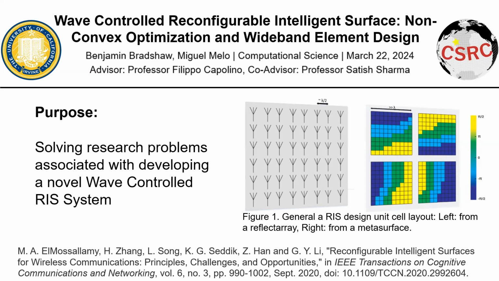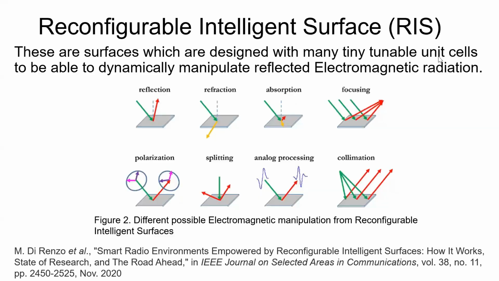I'm going to be presenting on research problems that I have had in association with this new device being developed at UCI. A reconfigurable intelligent surface is made of an array of antennas or an array of meta-atoms called a metasurface, and I'll continue presenting on reconfigurable intelligent surfaces on the next slide.